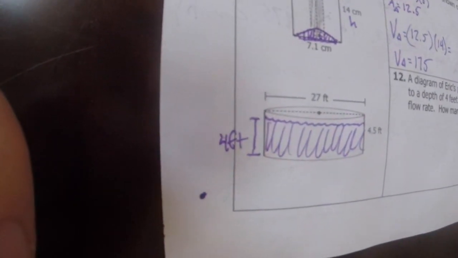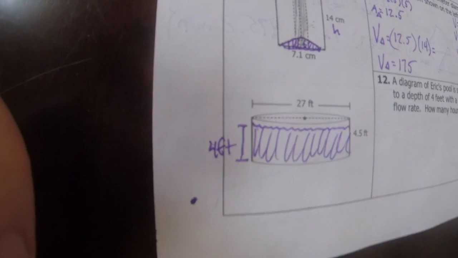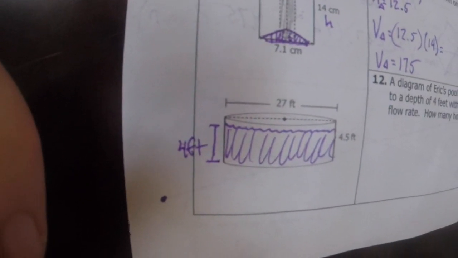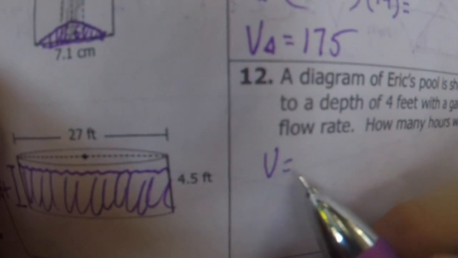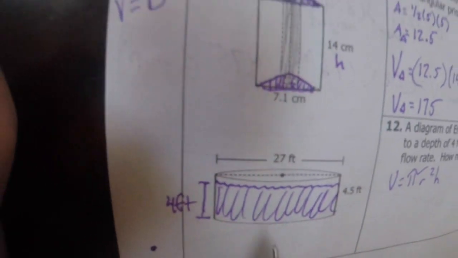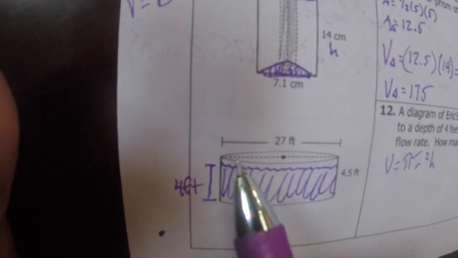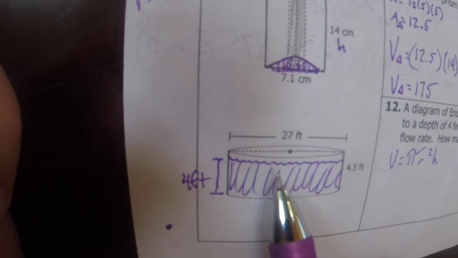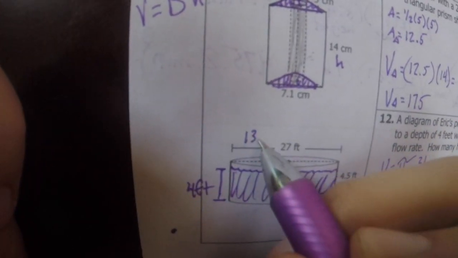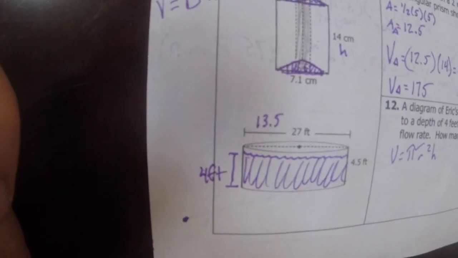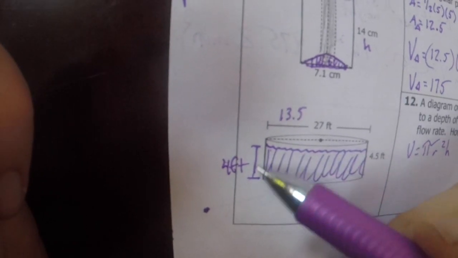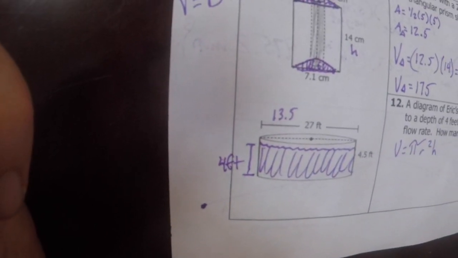All right, so how much water is in the pool? Well, we got to figure out the volume of water, and the volume of a cylinder is pi times r squared times h. What's the radius of this pool? Let's see. Well, the diameter is 27. If I cut 27 in half, I think that's 13.5. That's going to be our radius. The height, I'm going to use 4 feet because we're not filling it all the way to the brim. We're going to leave a little space. It says that right here.